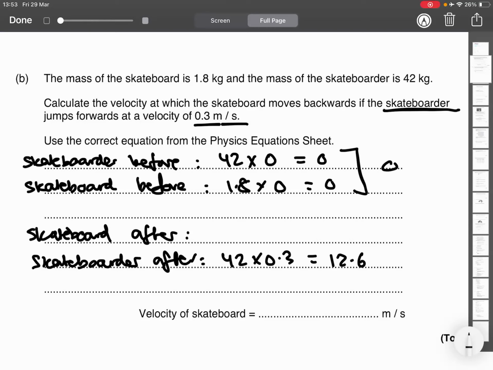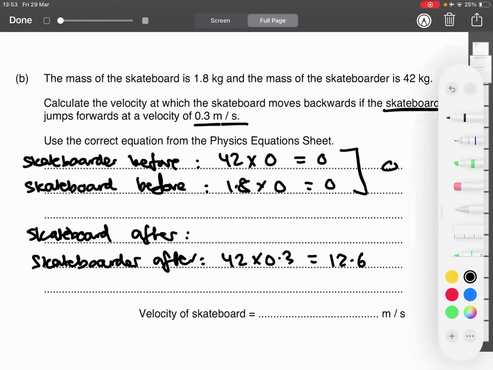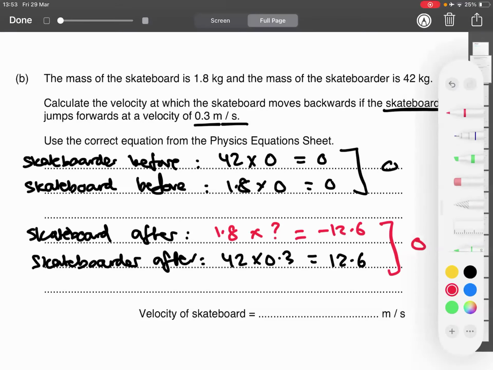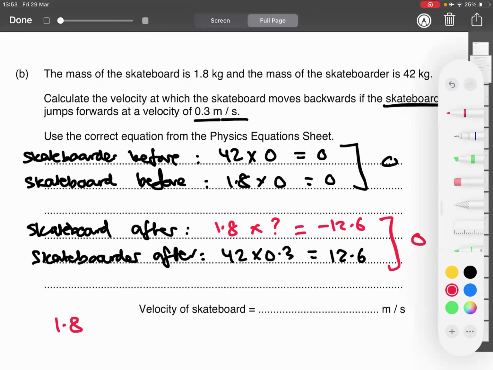Right, okay. So now the skateboard after, this is where the question gets really started. So we're going to do the skateboard after, which is 1.8 times question mark. And we have no idea what that is. But we know that they have to add up to 0. So it has to add up to minus 12.6 in order for momentum to be conserved, right? So we do 1.8 x equals minus 12.6.